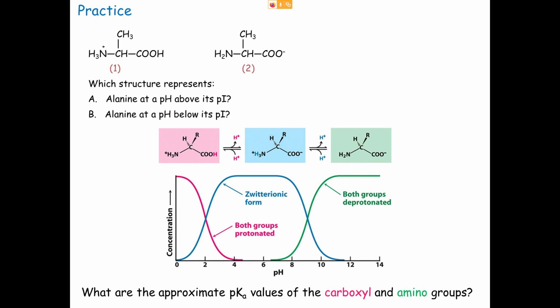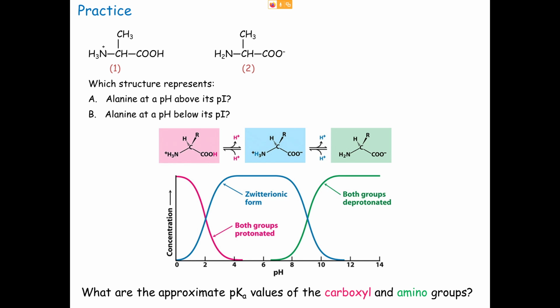As I get more basic, you notice that they switch places. More of it takes on the zwitterionic form and less of it the protonated form, and where the red and blue lines cross, at that point, the concentrations of red and blue are the same. That's the definition of pKa. That's where the concentration of the two is equally likely.